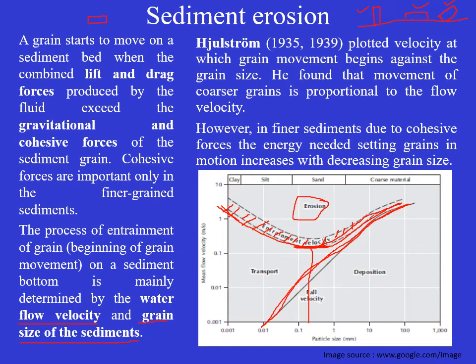Within the erosional regime, between the entrainment velocity and the fall velocity line, there lies the transport regime, and within this mean flow velocity zone, all the grains are moving. Now it is very interesting that although the clay size particles require a very high mean flow velocity to start moving, once they are in a moving state, they require a very low amount of energy to continue their journey.